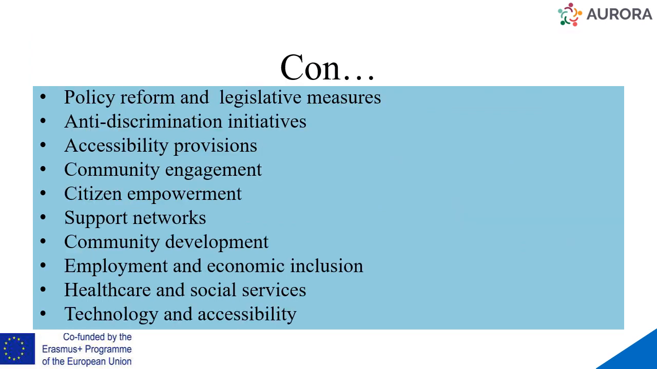One is policy reform and legislative measures. It means ensuring inclusiveness in the policy: national policy, local policy, international policy, working policy. Policy means something that is put into practice. So policy reform and legislative measures is an approach. Anti-discrimination initiatives, taking anti-discrimination initiatives. Accessibility, provisions made for accessibility.